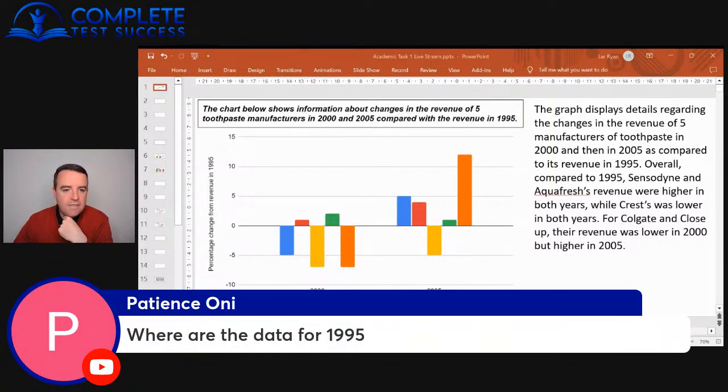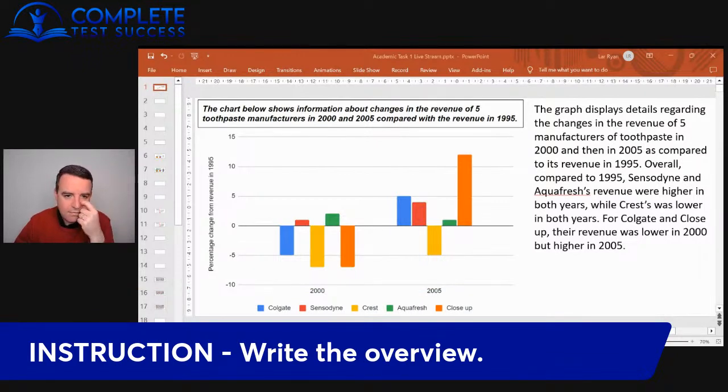Where's the data for 1995? The data for 95 is not on the chart. So we don't know what the data is for 1995. But really, we don't know what the data is for any of them. We don't know how much revenue any of these companies made. That's why I said, even for, what's the yellow one? Crest. Even Crest could potentially be the company that made the most money out of all of these. It might have made more money in 95, 2000 and 2005, because an increase in one company doesn't mean it was as high as the other. So we don't know any of the revenues. We just know the comparison. It's an unusual question for sure.